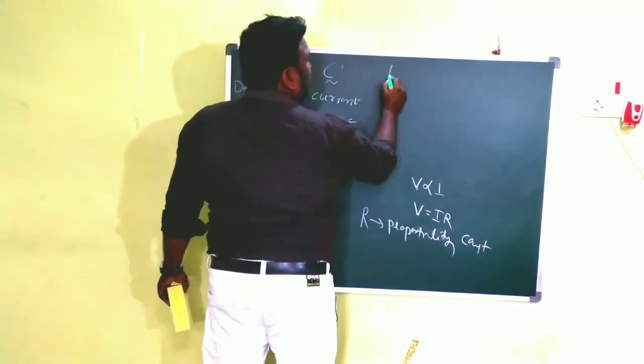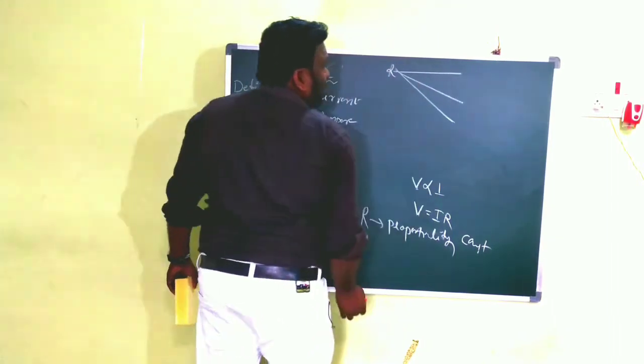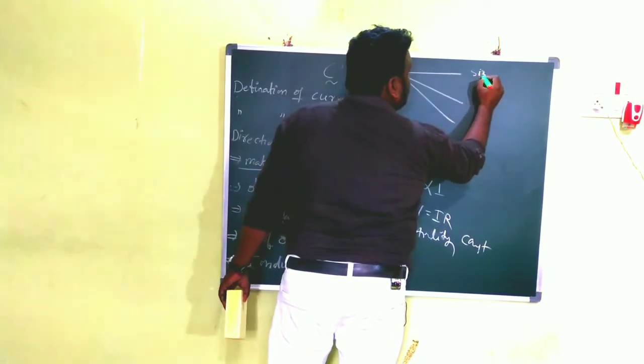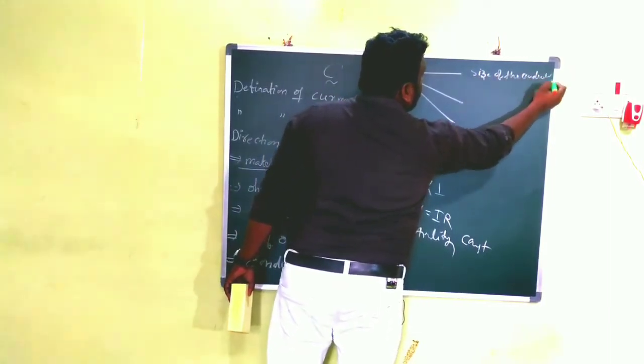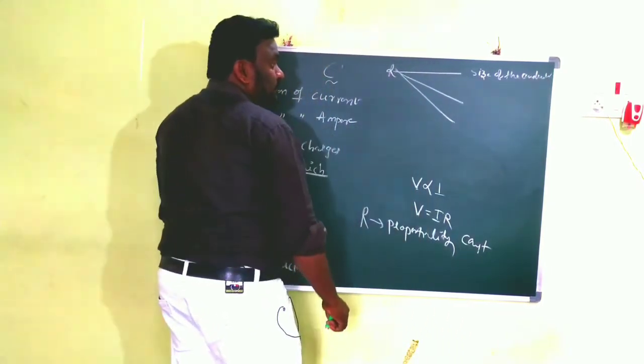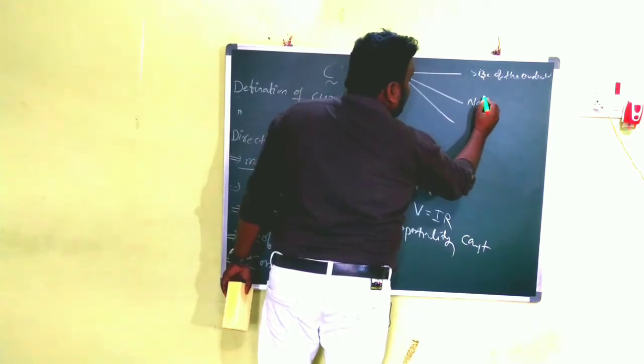Here the R value depends on some factors. The first thing is the size of the conductor. What is the first one? Size of the conductor. Clear? And next thing is the nature of the material.